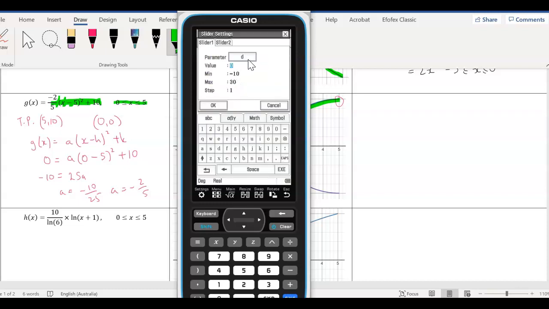Settings. Okay, so you can see you got slider 1, and then if you wanted to change slider 2, you can. Now, it's only going up by 1. You can change that to 0.1 if you wanted to. Okay, so for this one, because our value of A was -2/5, if I had a slider, I probably wouldn't see that.